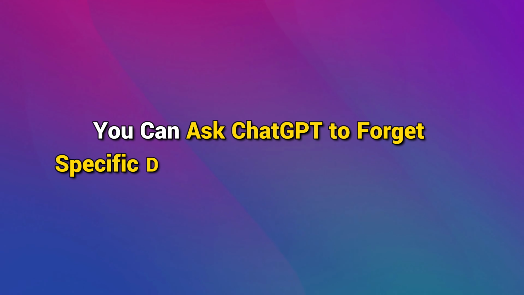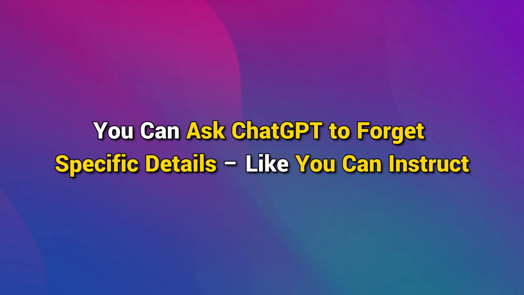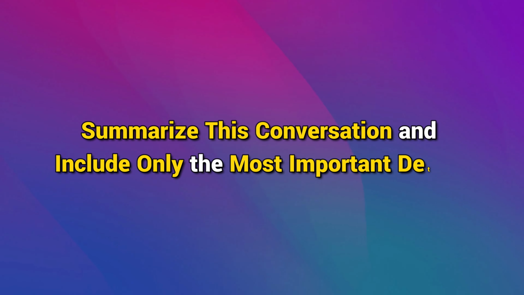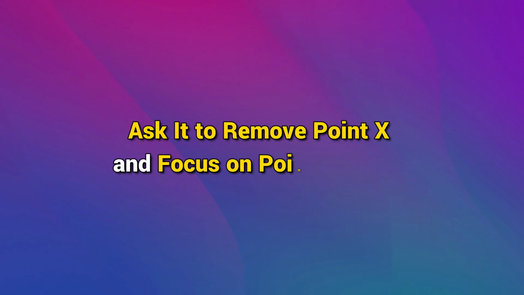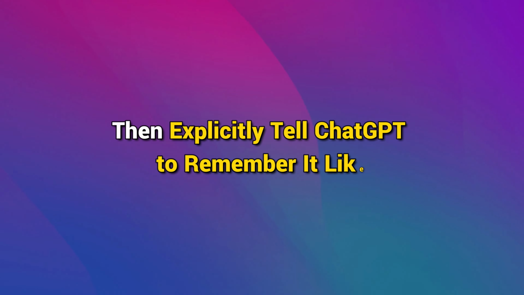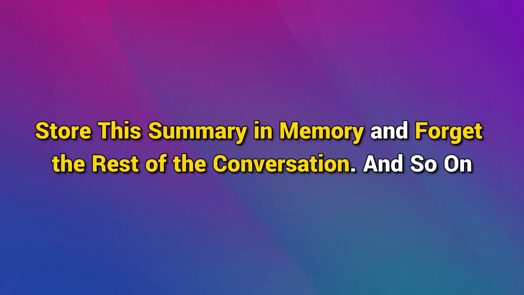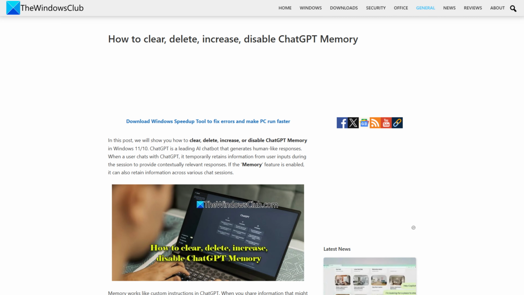You can ask ChatGPT to forget specific details, like you can instruct, "Forget my last conversation about air purifiers." You can also ask ChatGPT to summarize the key points of the current chat, like, "Summarize this conversation and include only the most important details." Or ask it to remove point X and focus on points Y and Z. Then explicitly tell ChatGPT to remember it, like, "Store the summary in memory and forget the rest of the conversation," and so on. For more details, you can follow this guide.